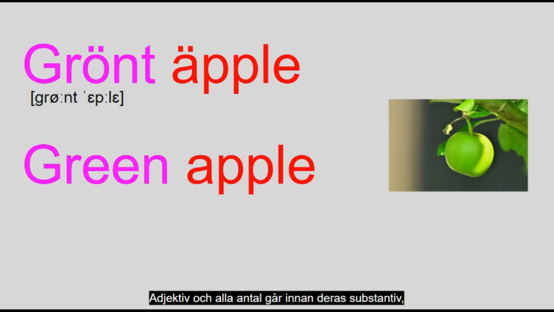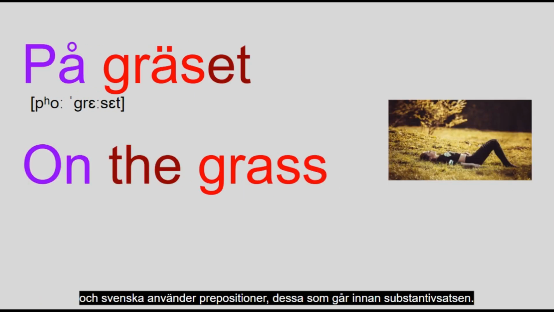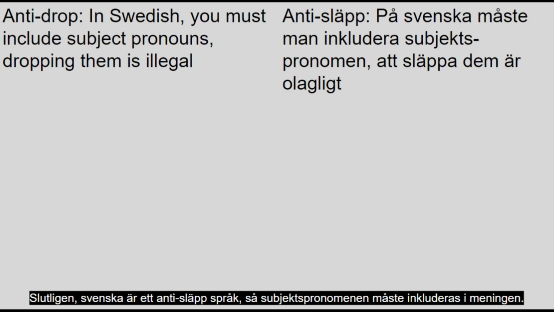Adjectives and all numbers go before their nouns. Supplemental nouns go before the main noun and compound onto it, in fact, and Swedish uses prepositions, the ones that go before the noun phrase. Finally, Swedish is an anti-drop language, so the subject pronouns must be included in the sentence.